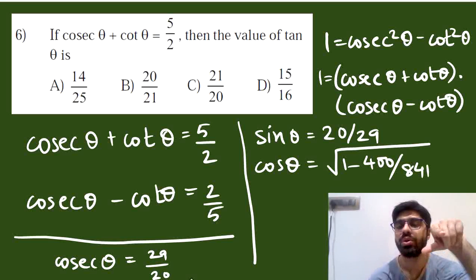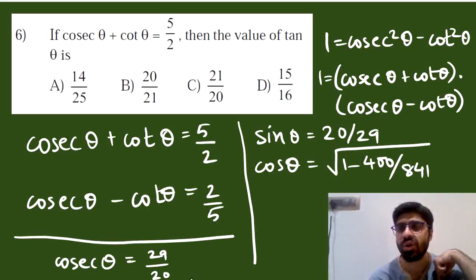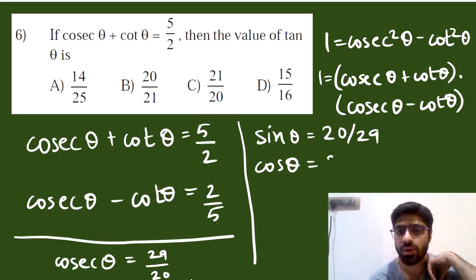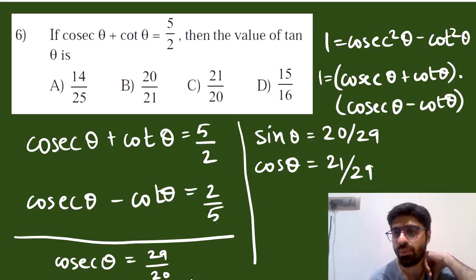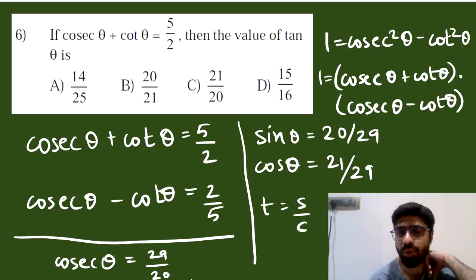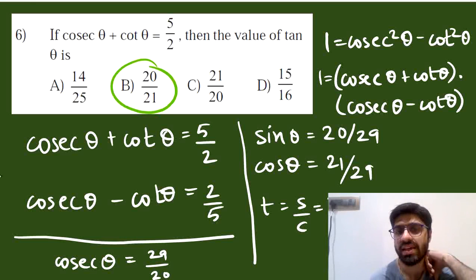Okay. So 1 minus 400 upon 841 would be 441 upon 841, and the root of 441 is 21. So we have 21 upon 29 as the value for cos theta. So tan theta would be sin theta upon cos theta. 29 will get cancelled and this would be 20 upon 21, and that's giving you option B as the right answer.